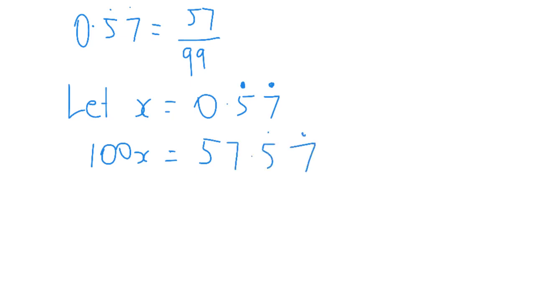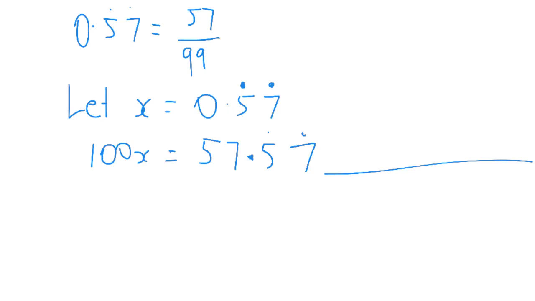So what's happened here? I've got an infinite number of fives and sevens, 5757, a trillion times over, and then some. So if I multiply that by 100, I shift my decimal place 2 to the right, so I end up with 57. But I've still got all these 57s back here that keep going on forever and a day.